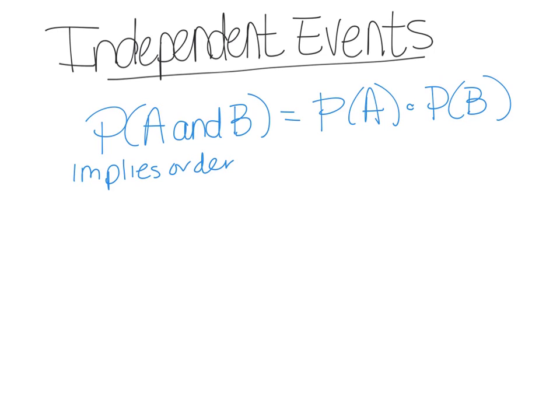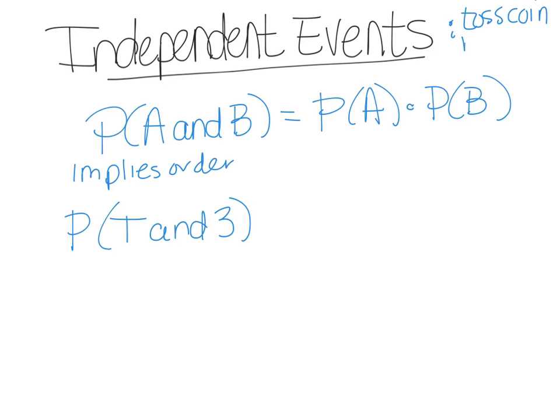So let's do this: the probability of tossing a coin and getting a tails, and then rolling the die and getting a 3. Okay, so the events are toss a coin, roll a die.